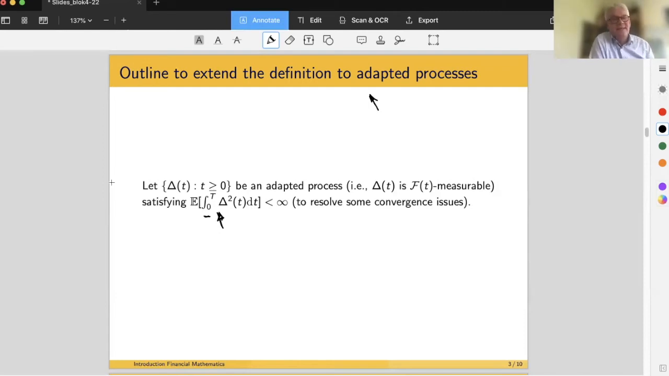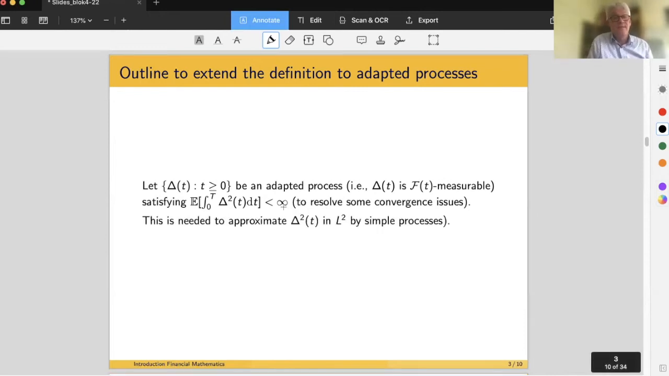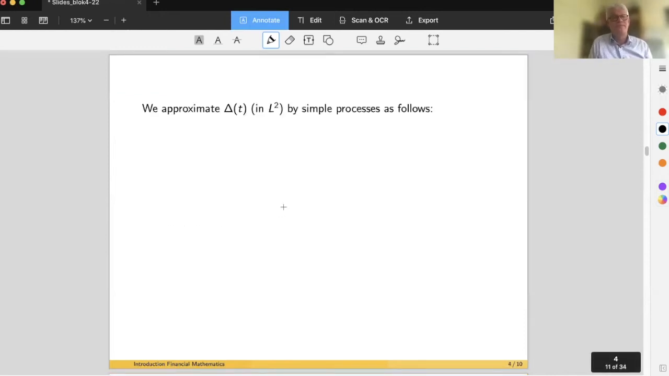So let delta t, t greater or equal to 0, be an adapted process. So again, delta t is then F_t measurable. It satisfies our technical conditions in order to resolve some convergence issues. Then we can approximate delta in L2 by simple processes. And that goes as follows.